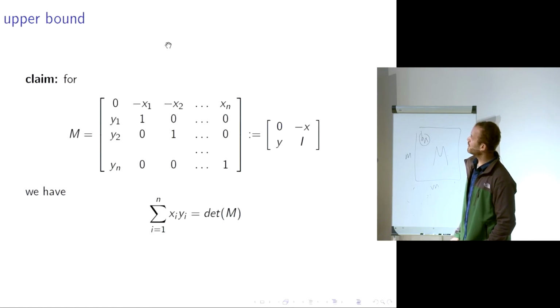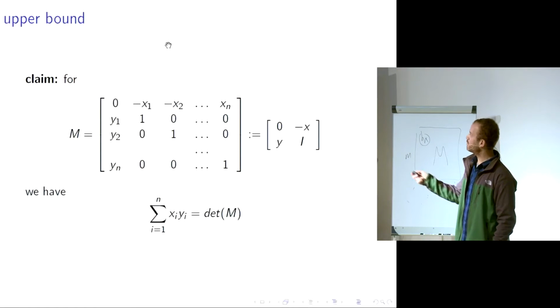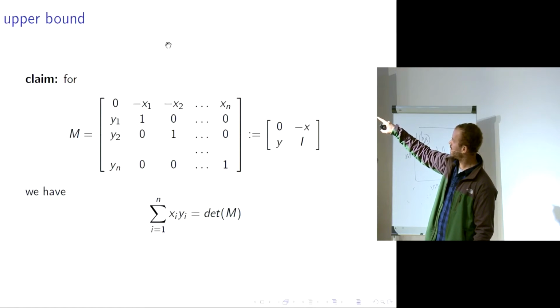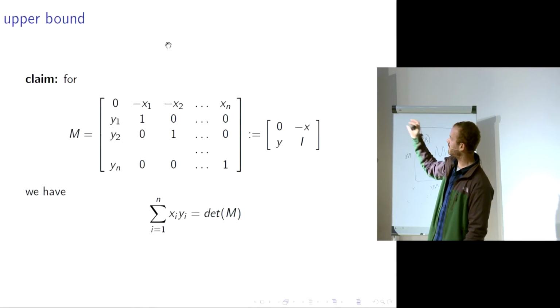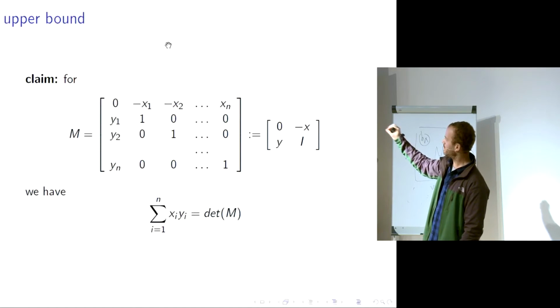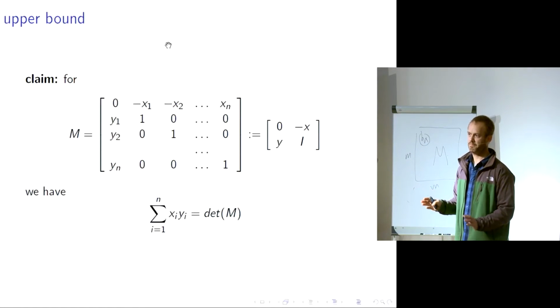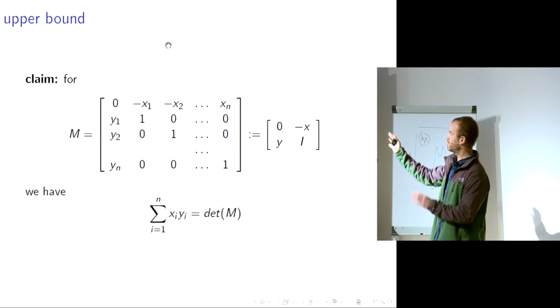Okay, so let's start with an upper bound. The upper bound is a construction. If you compute the determinant of this matrix, the matrix has 0 in the 1,1 place, then minus x in the first row, y in the first column, and then the identity, then the determinant of this matrix is the inner product between x and y as polynomials. Okay, this is very simple to verify. So this is the starting point, this equality.